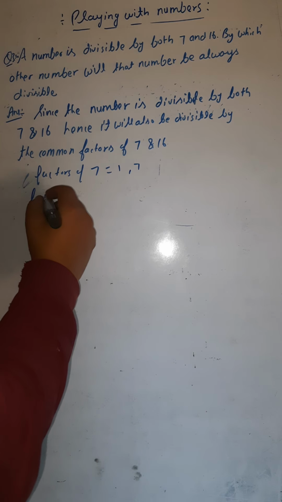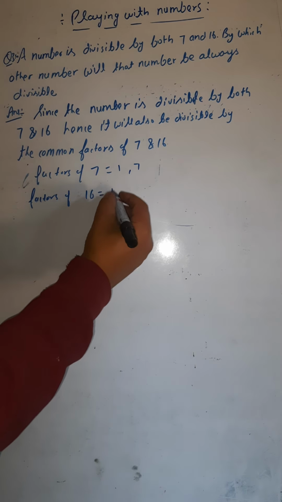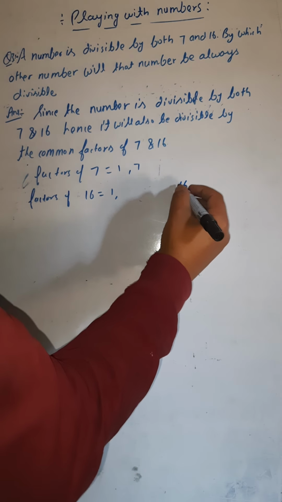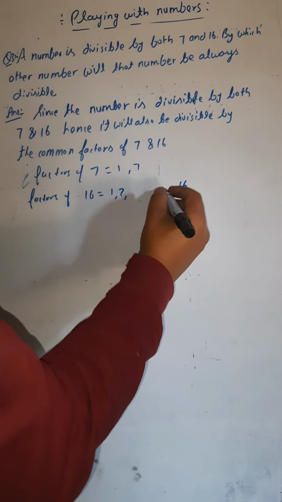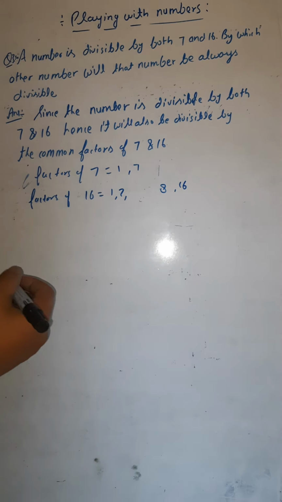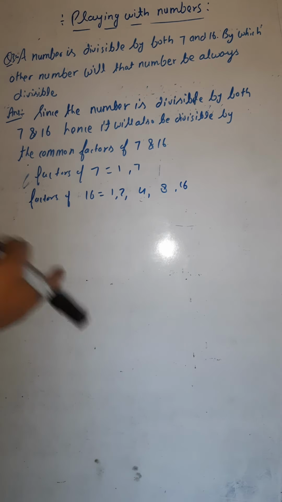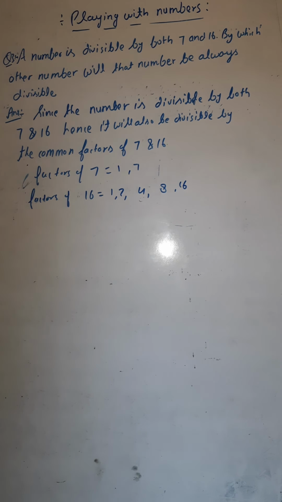Similarly, we have to find out factors of 16. Can you tell me? Divisible by 1, how many times? 16 times. Divisible by 2 also, how many times? 2 8s are 16. Divisible by 4 also, 4 4s are 16. 5 not, 6 not, 7 not, 8 the rest we have written. So these are the factors of 16.